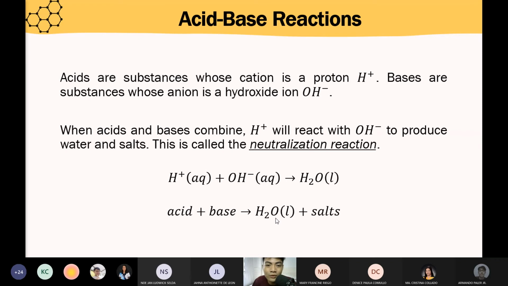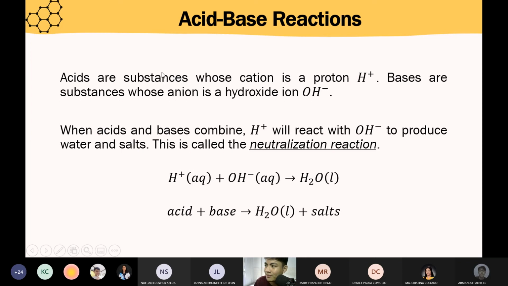Okay? Then yung water, take note, it is written in the L, state of matter, liquid yan. Hindi yan aqueous kasi, ano uli pag sinabi kong aqueous? Yung molecule nakahalo sa tubig. Hindi mo pwede ihalo yung tubig sa tubig kasi tubig din yan. Magsasama lang sila. Okay? So, that's liquid. Okay? So, hindi siya aqueous. Okay? So, yan. So, again, yung salt, yun yung mga anion ng acid and cation ng base.